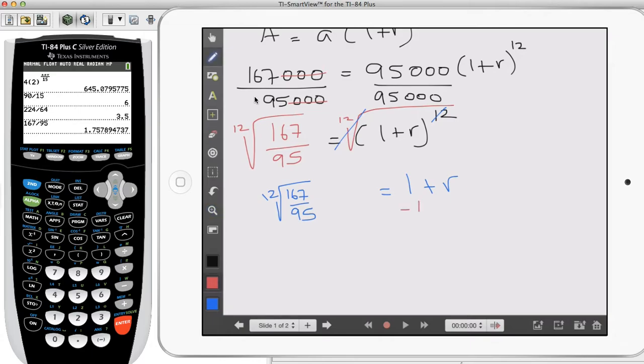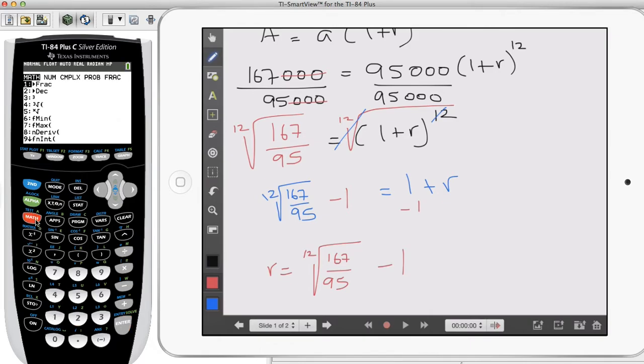Now I need to find R, so I need to subtract 1 from both sides. So R is whatever this is. Now if you want, you can keep the thousands in there, but you can also cancel them out. It's up to you. Now to get to the 12th root, you press 12, then you go to math, and that's number 5. So there you go, 12th root of, let's press alpha y equals to create the fraction, 167 over 95. Now you need to move over, again over, so the minus 1 would be outside the radical, and that's going to be your answer.